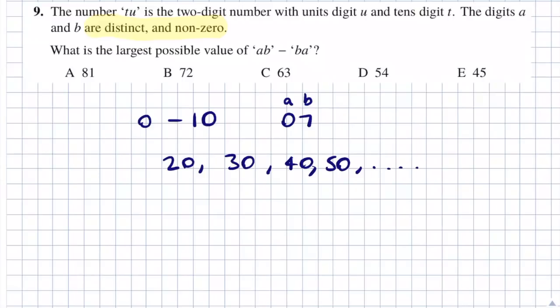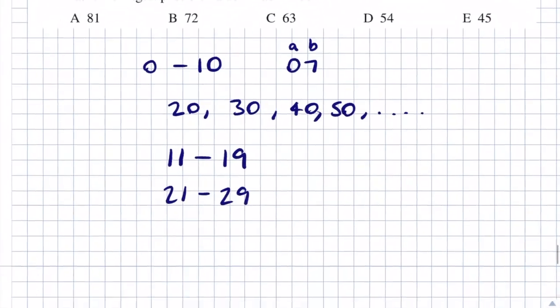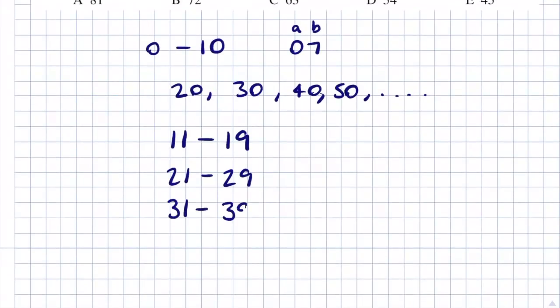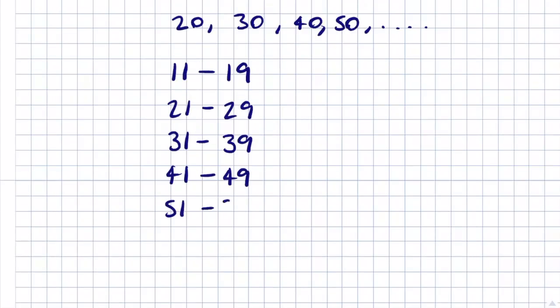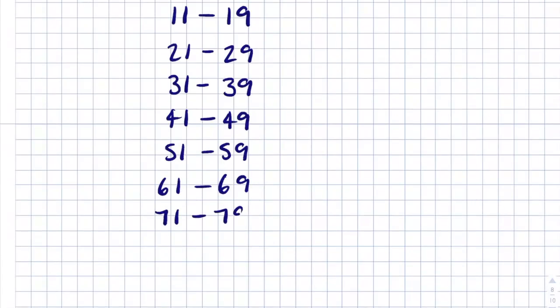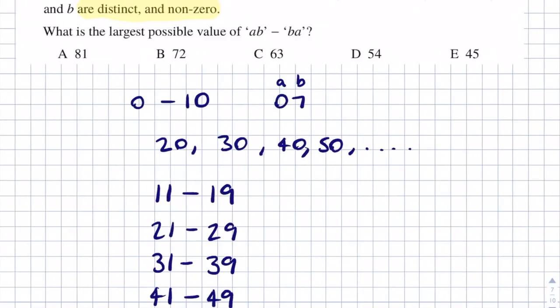So let's write down all the possible range of values we could have. So the first value we could have is 11 to 19. Then we could have 21 to 29, 31 to 39, 41 to 49, 51 to 59, 61 to 69, 71 to 79, 81 to 89, and lastly 91 to 99. Okay, because AB is a 2-digit number, our largest value is 99. So what we need to do is find the largest possible value of AB minus BA.